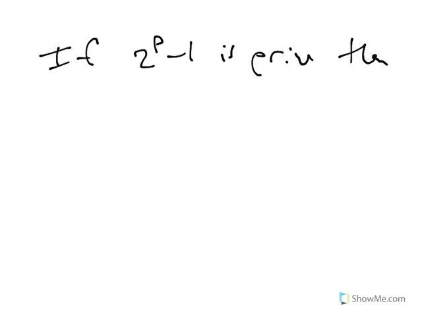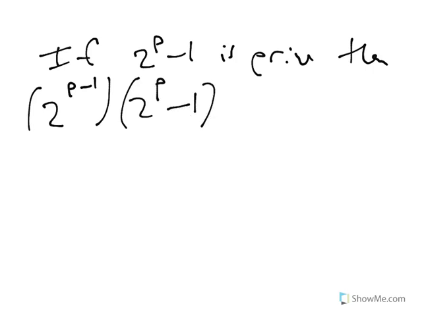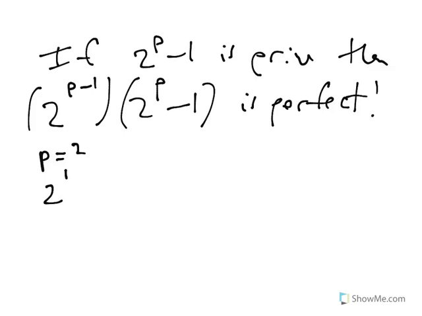Well, there is a theorem that says if 2 to the p minus 1 is prime, then 2 to the p minus 1, times 2 to the p minus 1, is perfect. It's a theorem. So for instance, when p equals 2, this becomes 2 to the first times 3, which is 6. So it worked. 6 is the first perfect number.